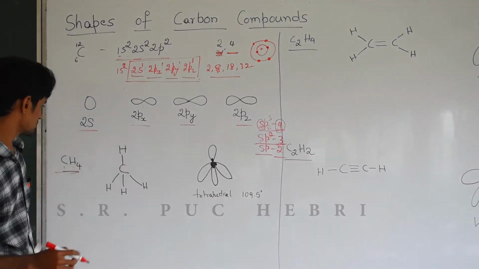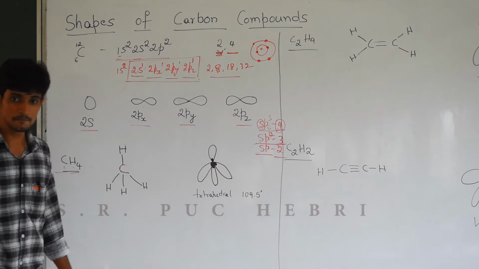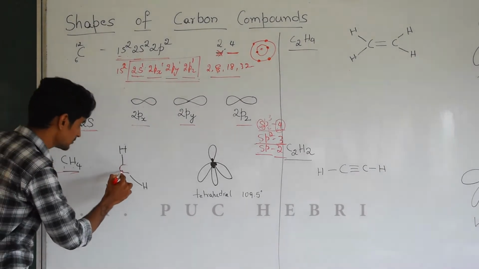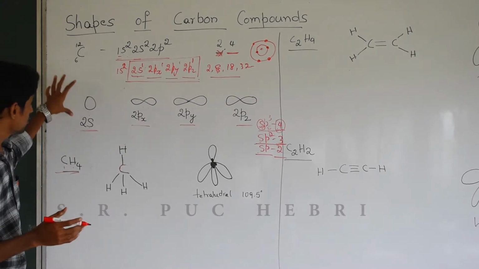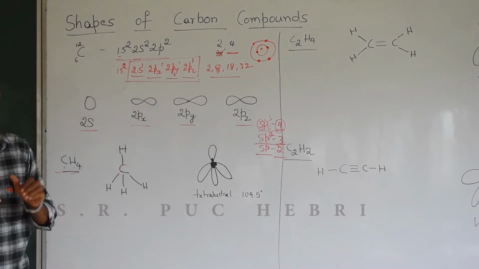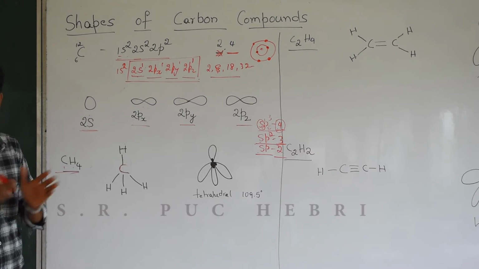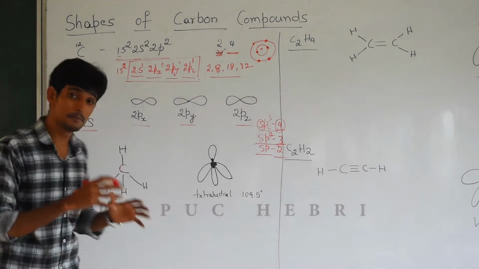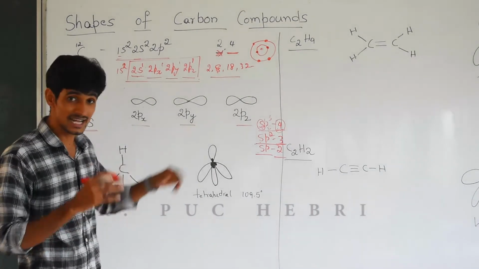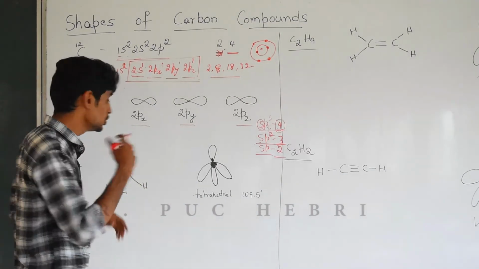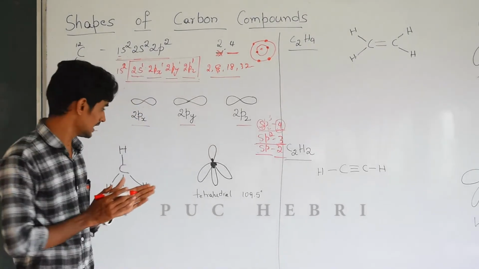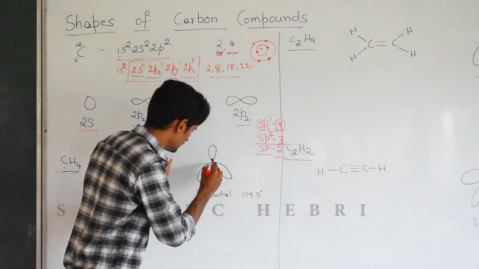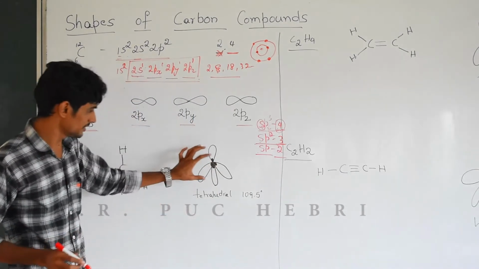Now in the case of methane, carbon, before forming methane, should undergo hybridization. I told you, right? Whenever this carbon undergoes hybridization, it will mix these four orbitals and they become new hybrid orbitals. So here also it happens like that. In the case of methane, I have written it here.